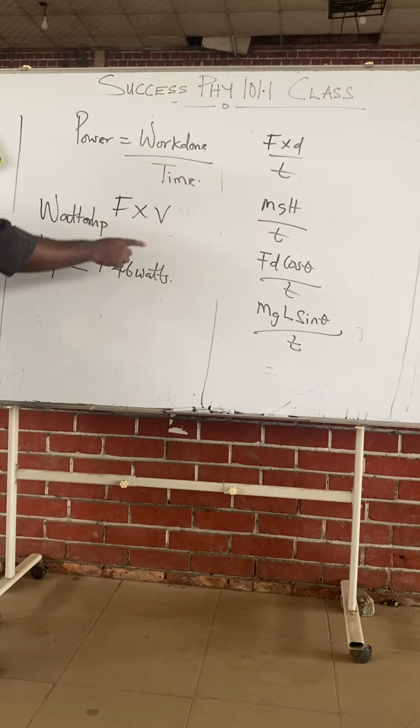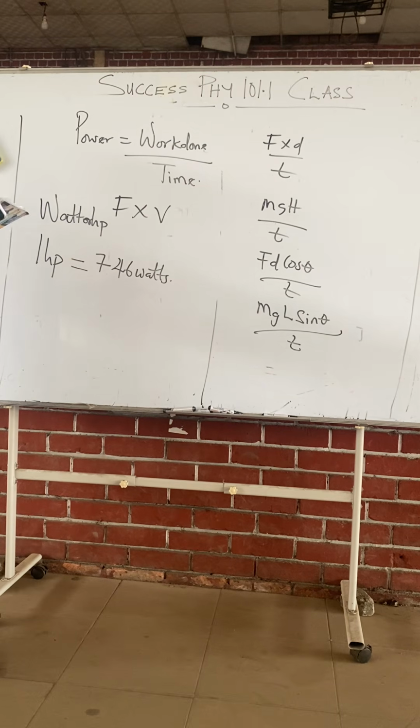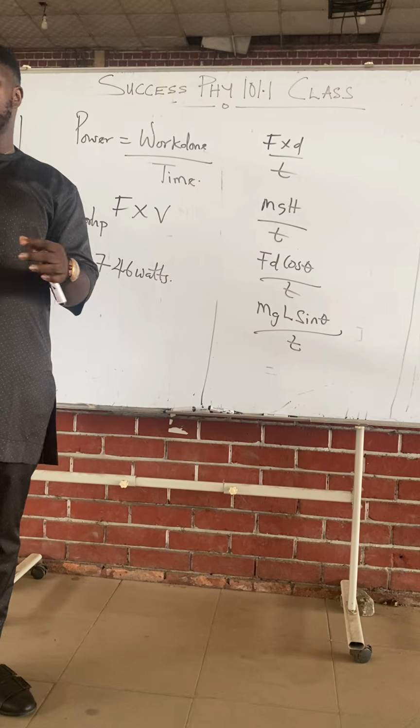Don't forget, power can be force times velocity. If they don't want to give you time, they don't want to give you time. Okay, look at it: 1 horsepower is equivalent to, question 25. Class, what they did last year, they gave 20 OBJ questions and the remaining 15 were subjective.